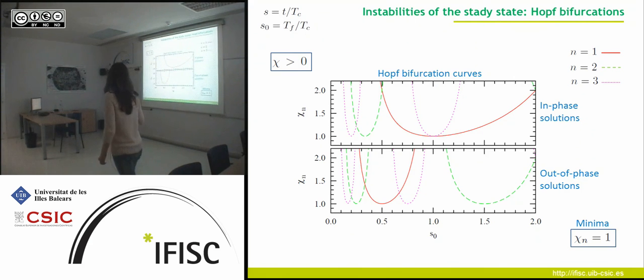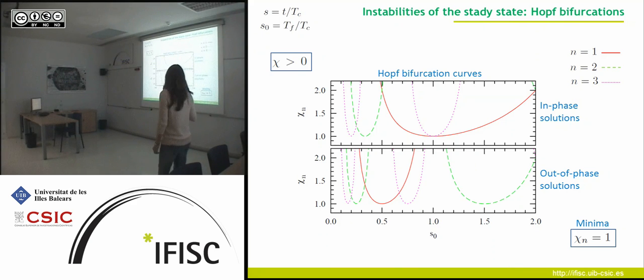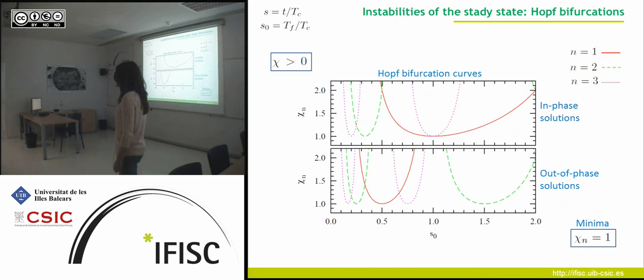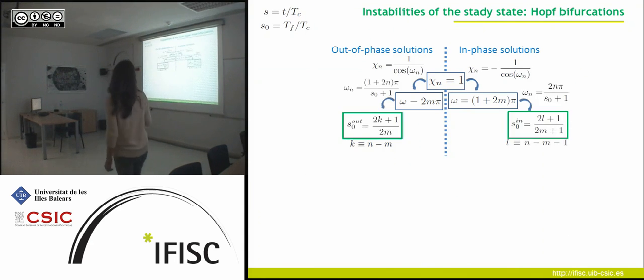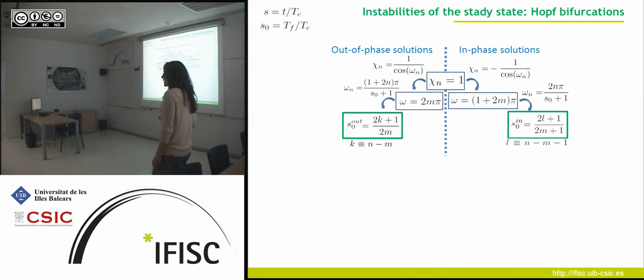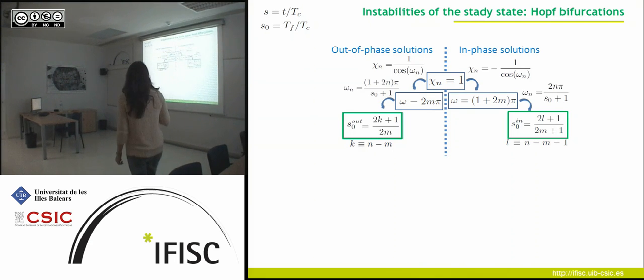What we see here is that all the curves exhibit a minimum at chi equal 1. And from a physical point of view, this is interesting because this corresponds to the first bifurcation that one encounters, increasing chi, which is proportional to the pump power. And chi equal 1 corresponds to an odd multiple of pi for in-phase solutions and an even multiple for out-of-phase solutions.